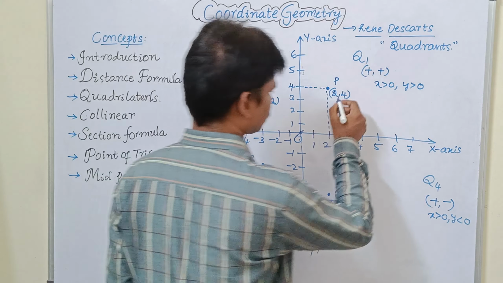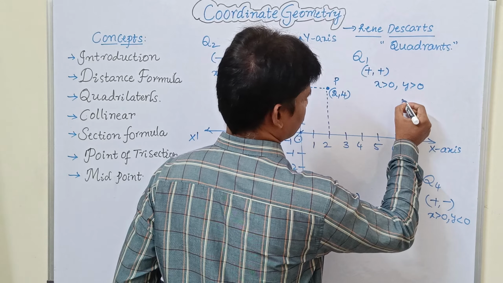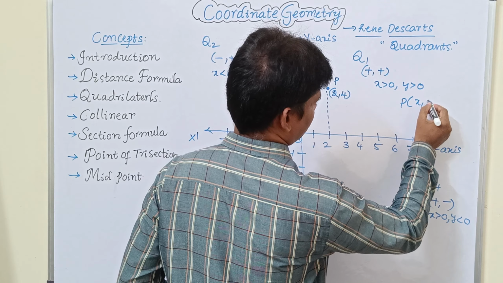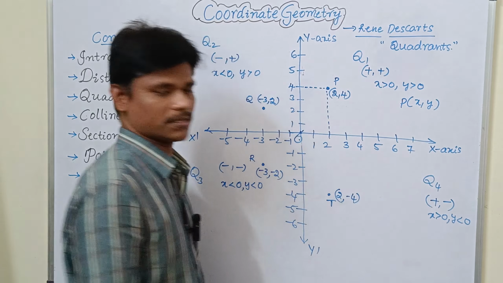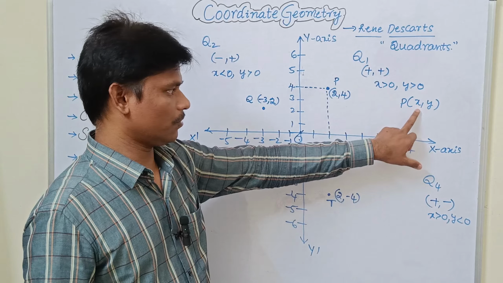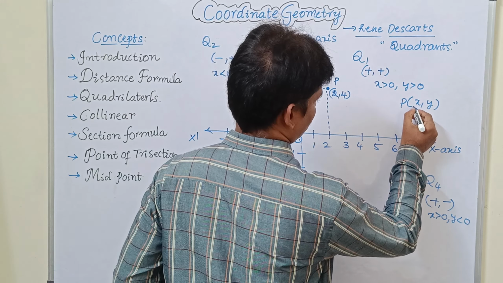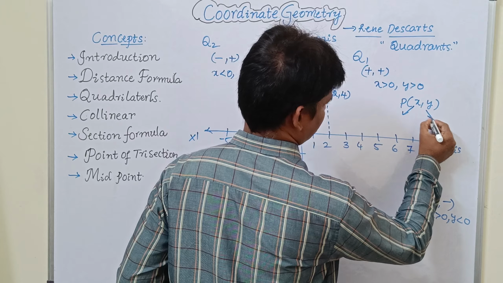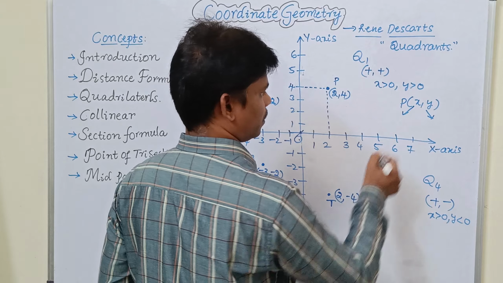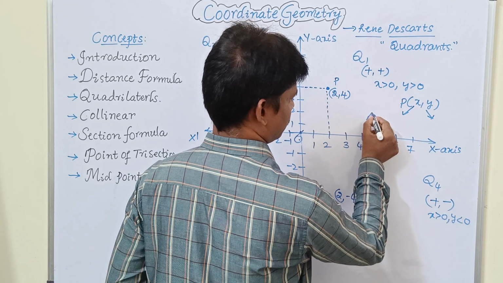Suppose the point is indicated as x comma y, the x coordinate and the y coordinate. This is called the x coordinate. This is called the y coordinate. Another name for the x coordinate is abscissa.